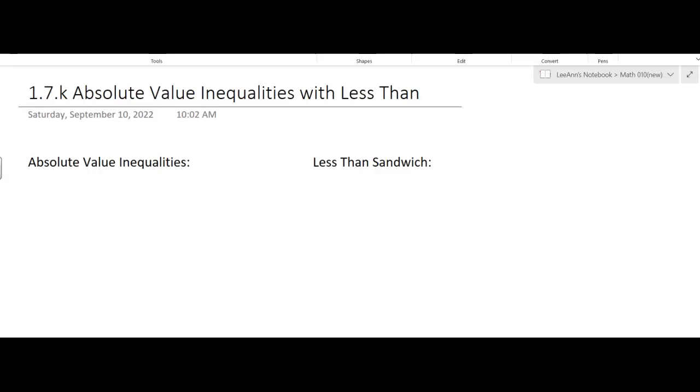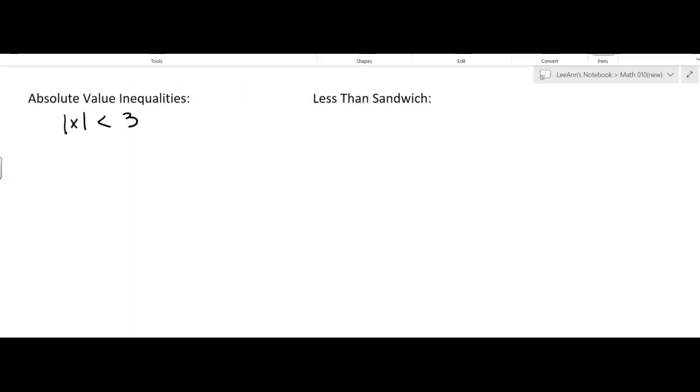Okay, so now we're going to talk about absolute value inequalities, and it's going to have a less than symbol. So the way I do these problems is very specific. Let's say, for example, we have the absolute value of x is less than 3. So, you think about the number line here. Here's 0, here's 1, 2, 3.